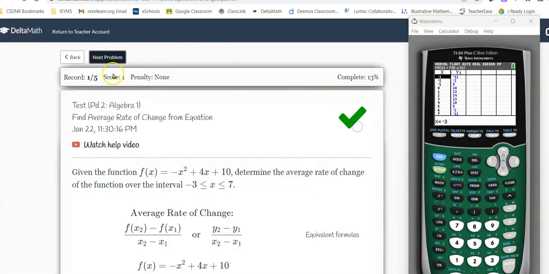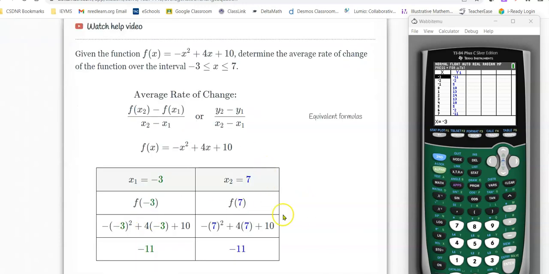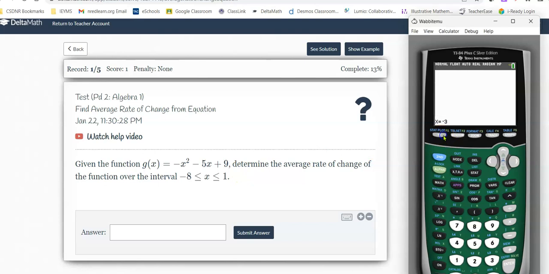So again, what we're doing here when we have an equation and we don't have a table or a graph to look at the points, instead of doing the math myself, which is what they're showing you here, which you can totally do, but you don't have to, I'm going to use my calculator. Again, I'm going to clear this out. I'm going to type the actual function in, negative x squared minus 5x plus 9, and then I'm going to go view the table of values.